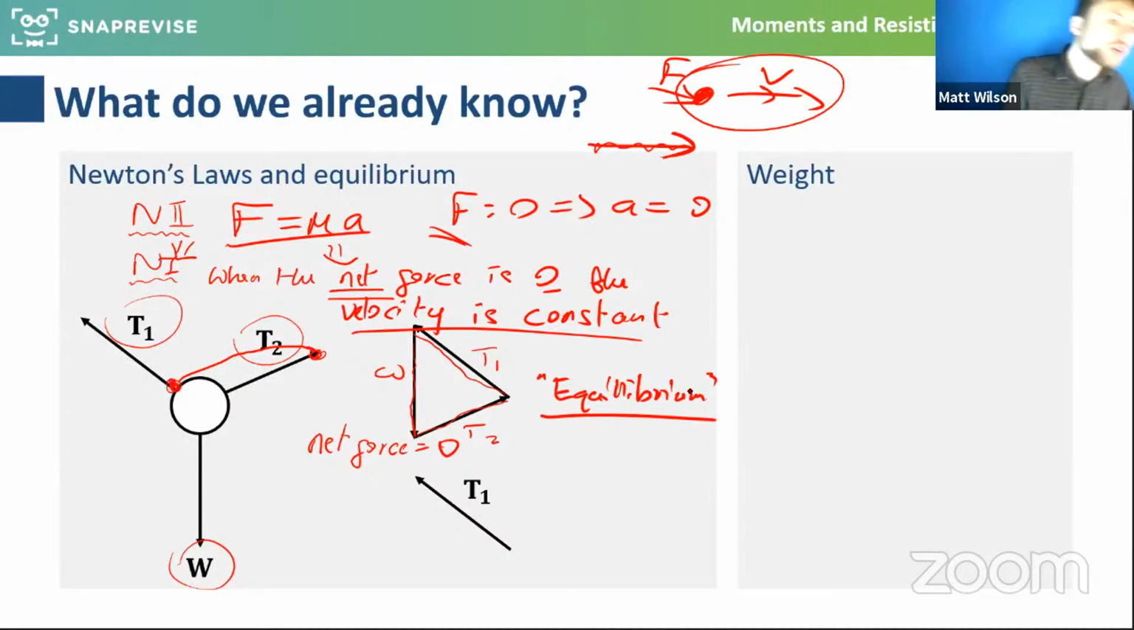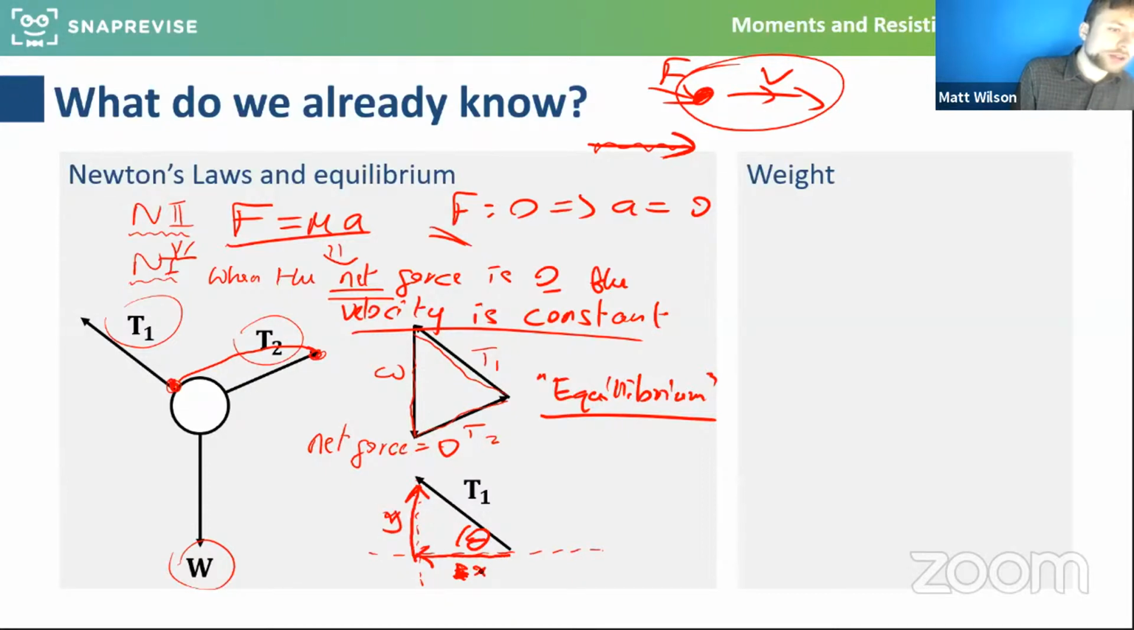So the other thing we're going to need to be able to do with vectors, rather than add them together, is to split them into parts. Let's say I have a vector here. It's at an angle theta to the horizontal. I can split this vector into two parts, a vertical part and a horizontal part. Let's call them an X part and a Y part.